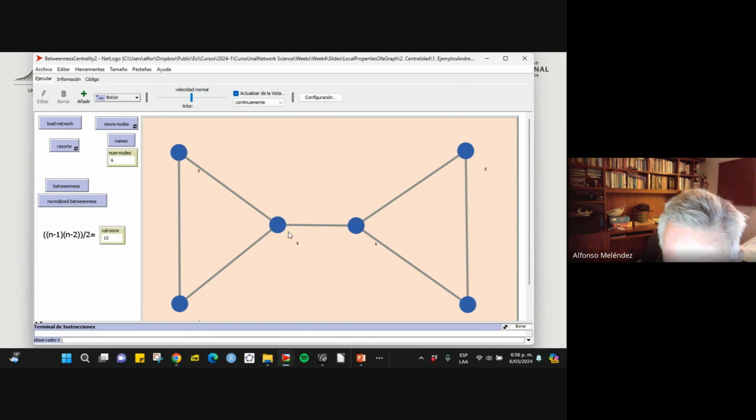This is the important measure: how many paths pass through the node? So these two are going to have high betweenness centrality, and this node too. When you divide by 10, where 10 is all the possible shortest paths of the network, we obtain the betweenness centrality of the node.